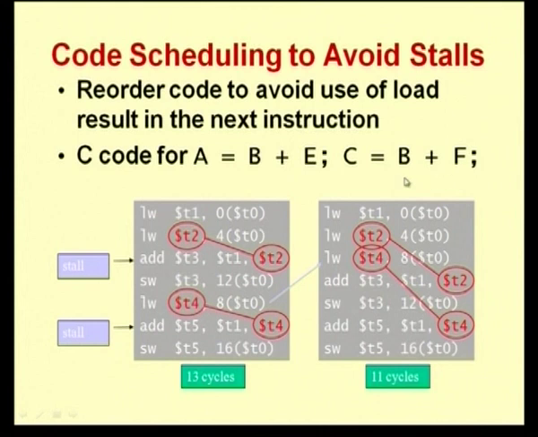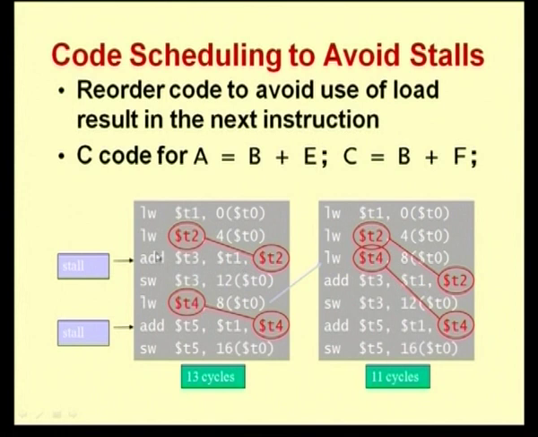You just load F, add it to the value in the register which already has B in it, and then store the value in C. If you look at the code for that here, you have a load T1, which is the first load, and then load T2, and then you have an add T2, T1, T3.